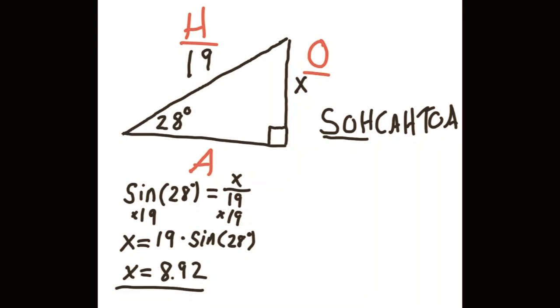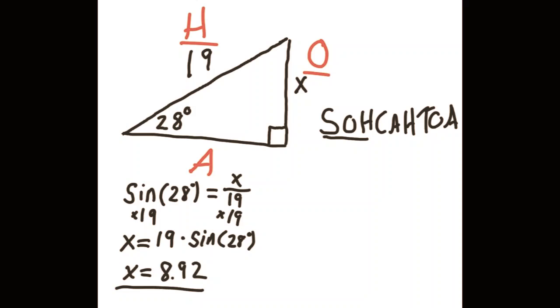That's how SOHCAHTOA tells us which one we're going to be using, sine, cosine, or tangent. So in this case, we should be using sine. If you go down a little bit below the triangle, you can see I've got sine of 28 degrees equals x over 19. I got that because, looking up at the top, x is O, 19 is H, and in SOHCAHTOA, S-O-H tells us that sine is equal to opposite over hypotenuse. So the opposite side, x, over 19.